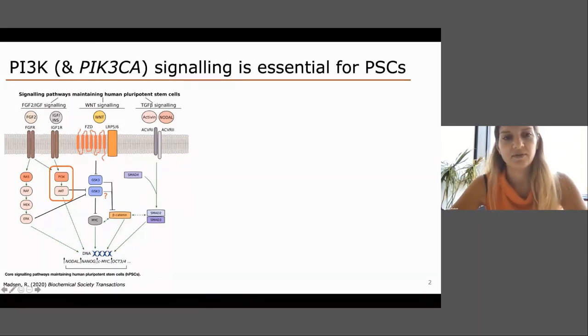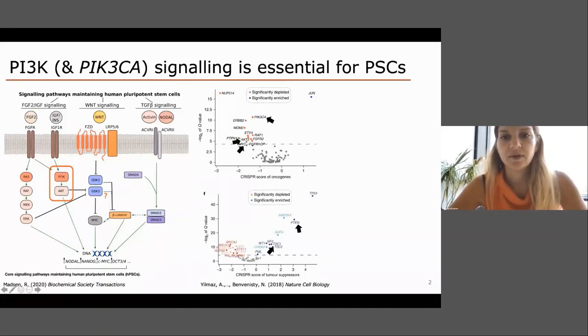essential for the survival of both human pluripotent stem cells and mouse pluripotent stem cells. And quite nicely, a few years ago, actually fairly recently, it was shown that the PI3 kinase pathway is essential for survival of iPSCs by means of a CRISPR screen in haploid human pluripotent stem cells. So if you knock out components of the pathway that lead to its activation, you get decreased survival in the stem cells. And if you knock out components that are negative regulators of the pathway, you get increased survival.